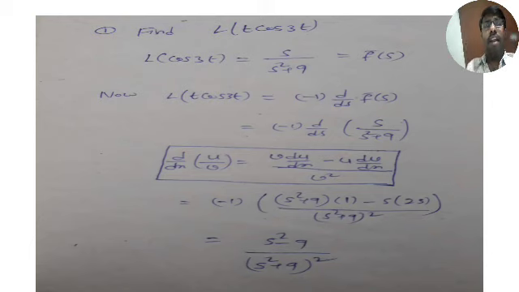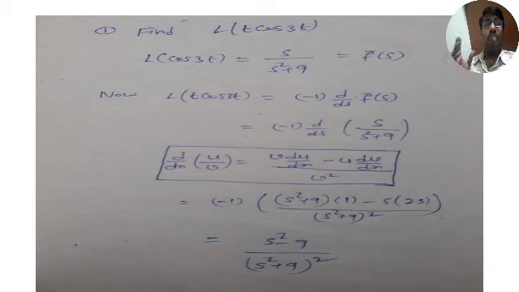So, identify the problem. It is which method? Multiplication by t power of n. That's what you have to remember here. You have to be able to identify the problem. If you have e power of 3t into cos 3t, then you have to identify that this problem is from the first shifting theorem. If you remember the method, then the identification comes. Are you able to get it?